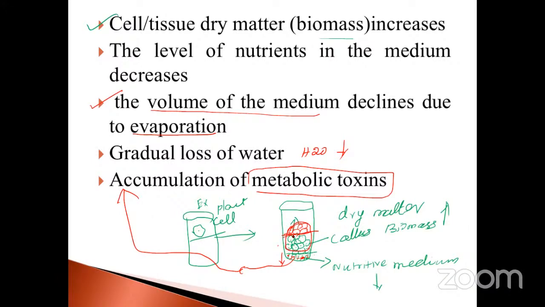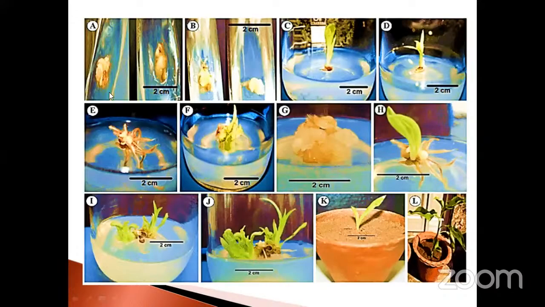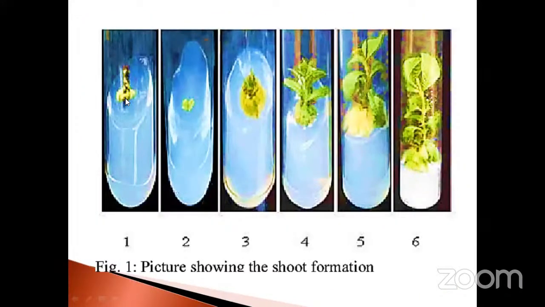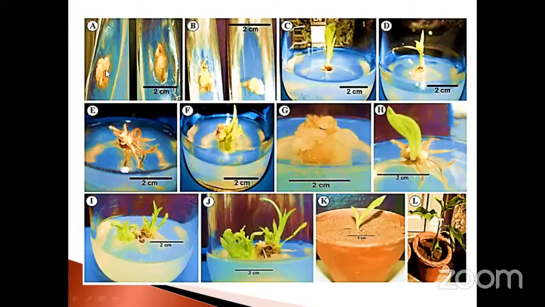So what are the changes which occur within the cell and tissue? Dry matter biomass increases. The level of nutrition in the medium decreases. The volume of medium declines due to evaporation, gradual loss of water, and accumulation of metabolic toxin. Okay, for the next one, see here. This is the explant, the first step.